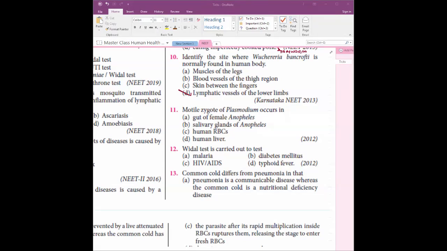Okay, so guys, next one. The motile zygote of Plasmodium occurs in: gut of the female Anopheles, salivary glands of the Anopheles, human RBCs, human liver. So yes, guys, what do you think? Think about this. Very nice. Sia has given me the right answer. I'm waiting for the others.